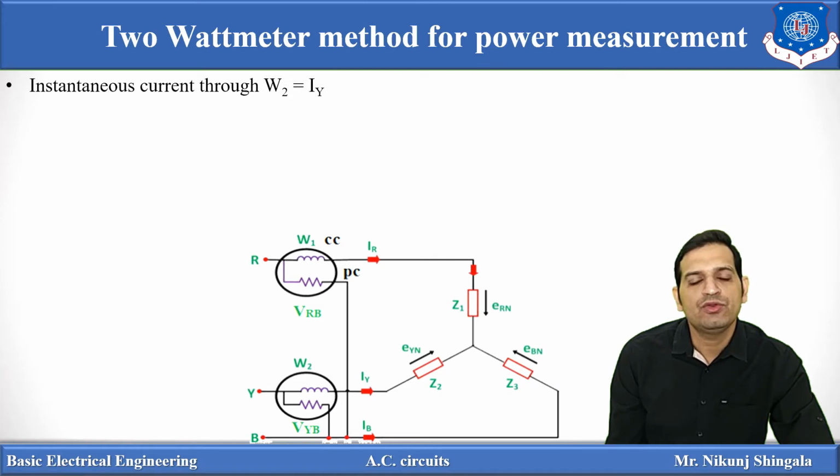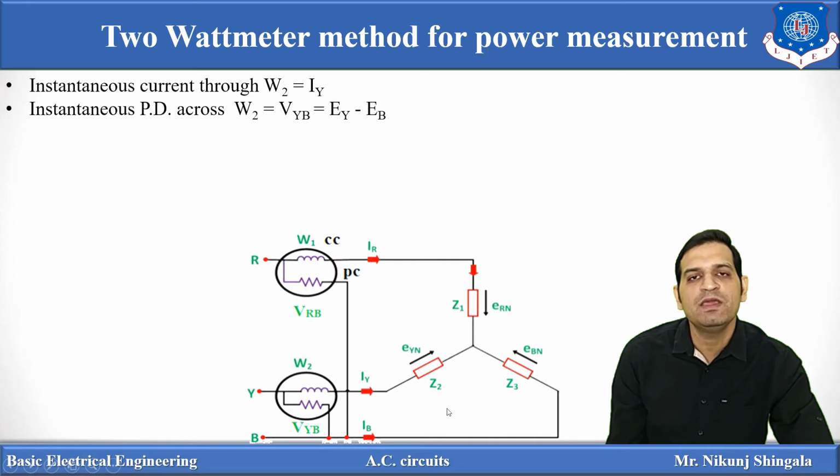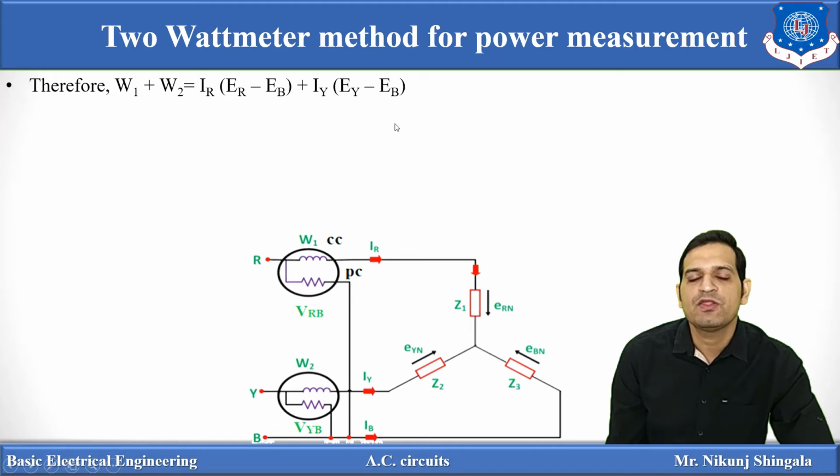Similarly, the current flowing through the CC of W2 will be IY. Here you can see the current flowing through the CC of W2 is IY, and the pressure coil of W2 is connected between Y and B, so the potential difference will be VYB. If we apply KVL over here, it will be EY minus EB. So the power read by W2 will be IY into (EY minus EB). The total power will be the summation of W1 and W2. So W1 plus W2 is equal to IR into (ER minus EB) plus IY into (EY minus EB).